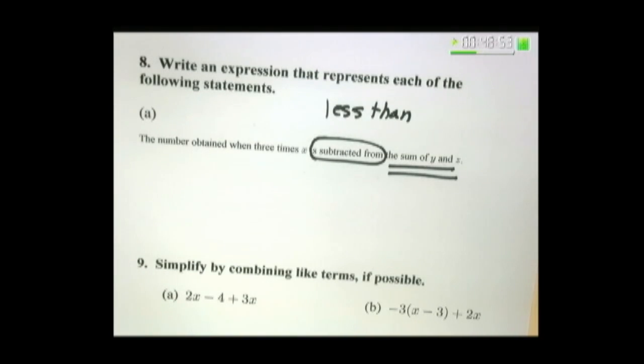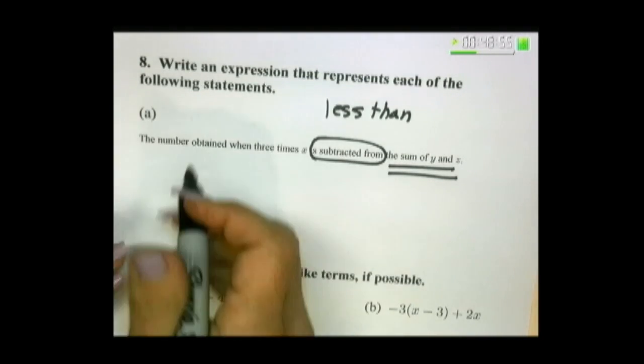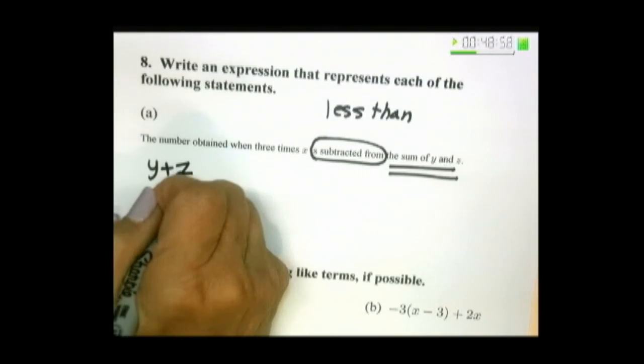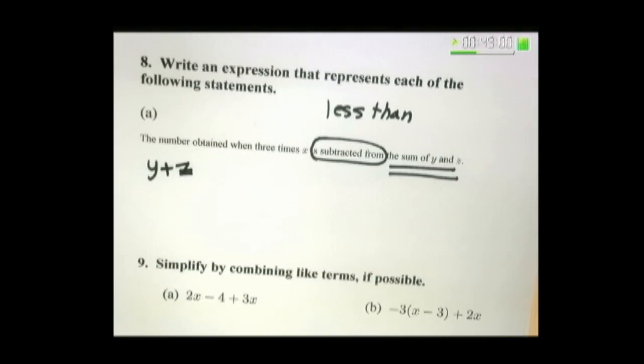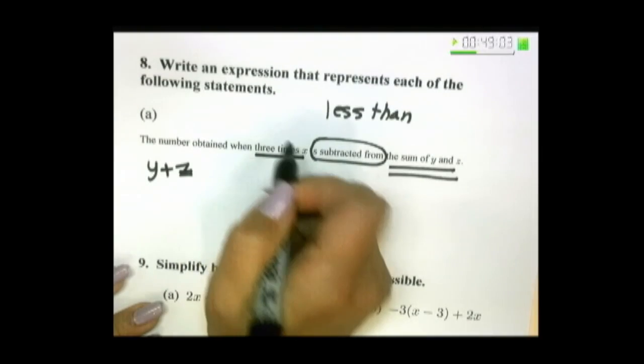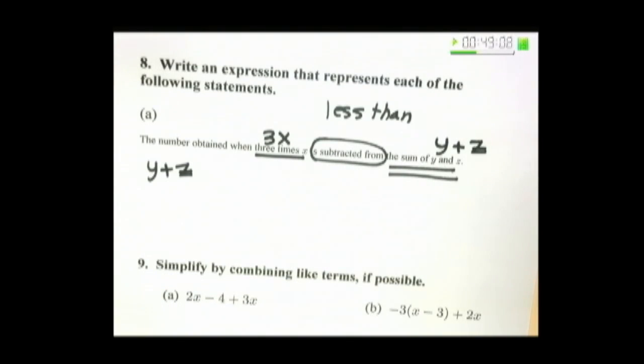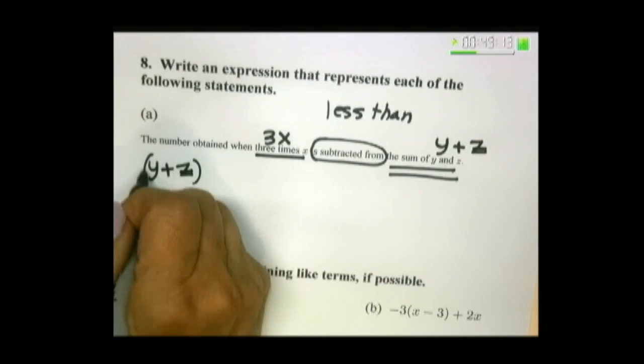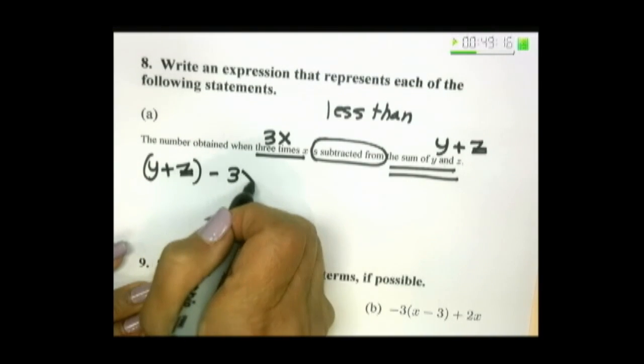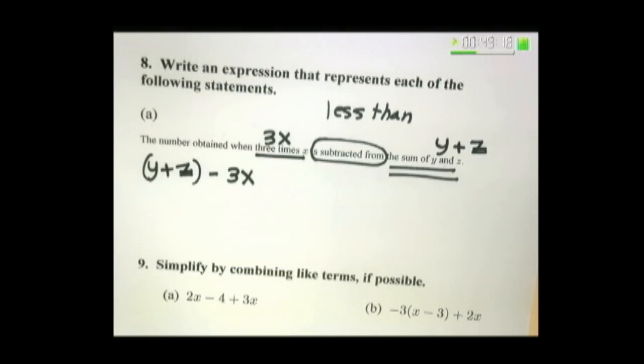How do you write the sum of y and z? Y plus z, because the sum is the answer when you add. So y plus z, and then 3 times x is 3x. This is y plus z, but remember we have to subtract in the opposite order. So we have y plus z minus 3x. I don't have to have those parentheses, but I do want to remind you that if you subtract more than one term, you do have to have parentheses, okay?